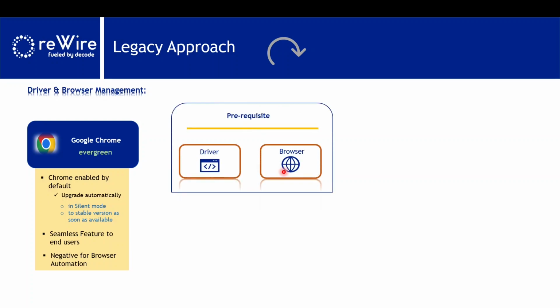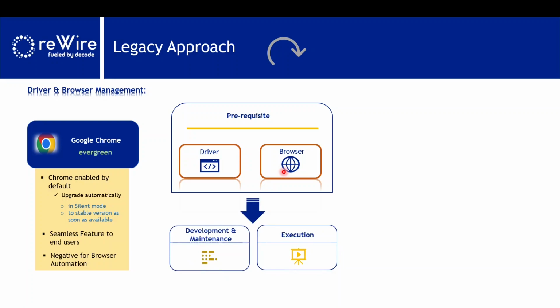How will that be? In the prerequisite we have a driver and a browser. Those two are invoked or used during our development, maintenance, and execution. At this time, if we have not maintained the latest versions, then it is going to be an exception. So in this legacy approach, manually we are doing these activities during the development, maintenance, and execution phases, maintaining this driver and this browser as well.